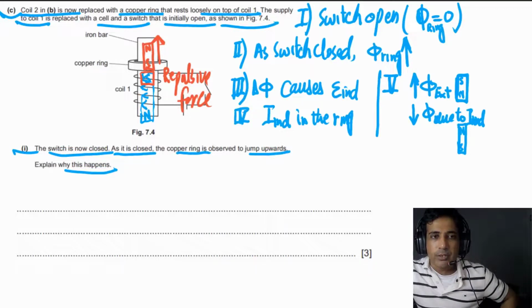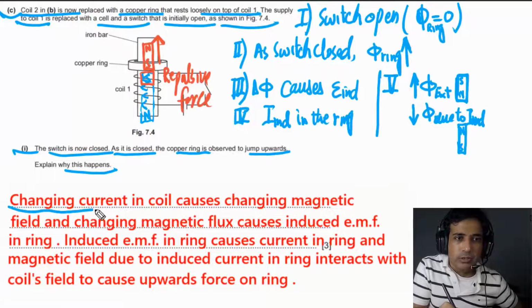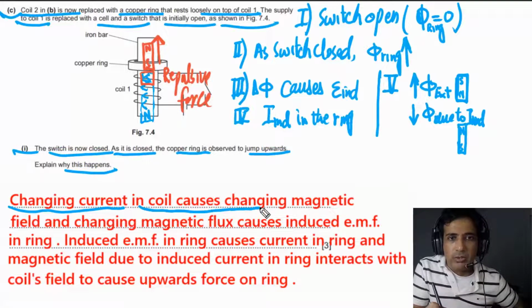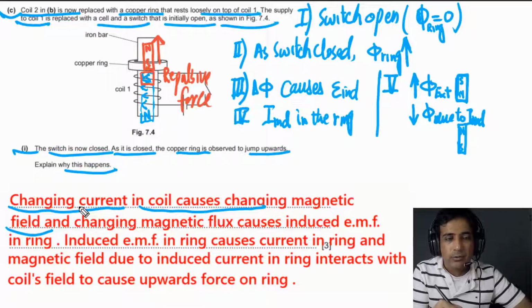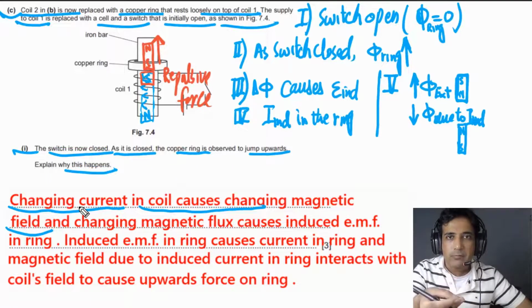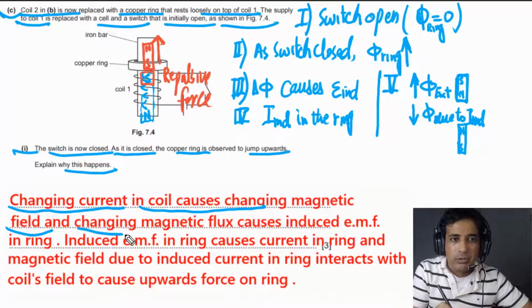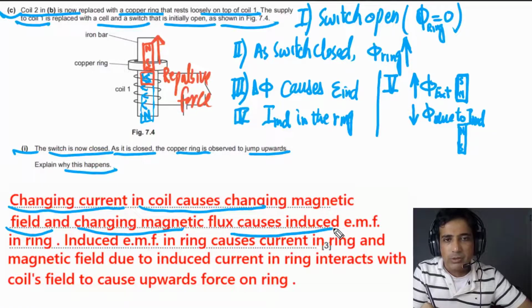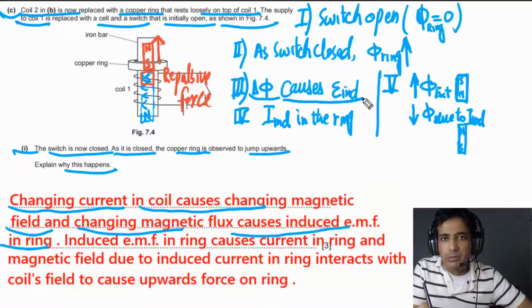In order to write down the answer for this question, you can simply say changing current in the coil causes changing magnetic field. Changing current in the coil, because current will increase from 0 to maximum value. So that is changing current. So there will be changing magnetic field. So the magnetic field will also increase from 0 to some maximum value. And changing magnetic flux causes induced EMF in the ring, as we have discussed here.